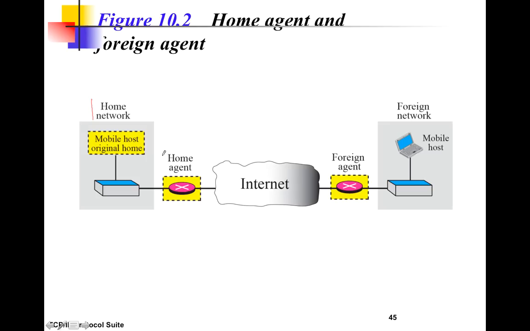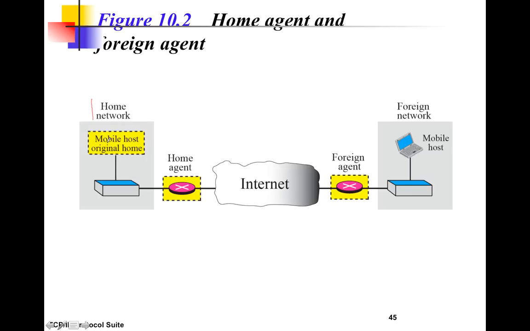So your home address, so in this example that I'm giving, let's say that your home network is the network that you have inside your house. So this network, all the devices inside your home network will be given a permanent address in mobile. When we are using mobile IP, all the devices in your home network will be given a permanent IP address. Okay?